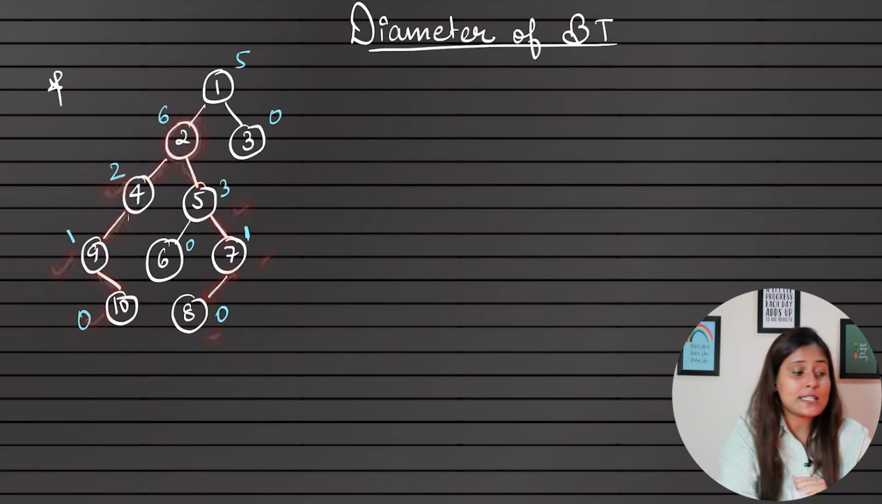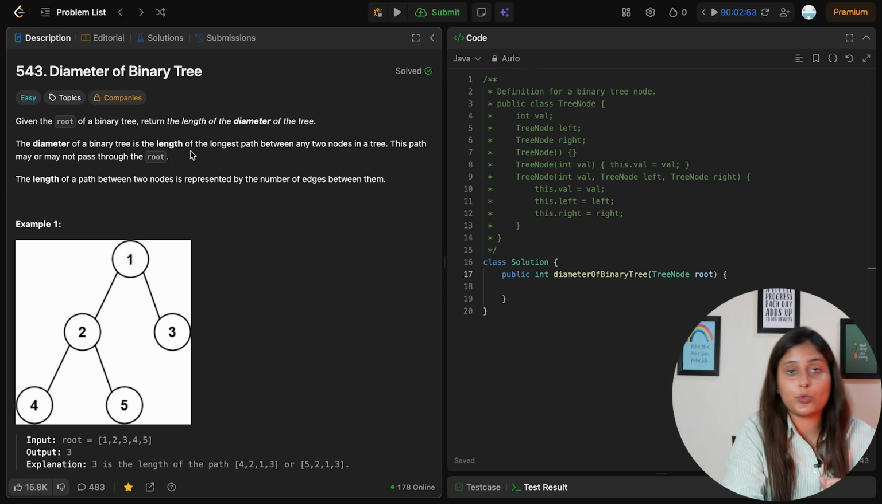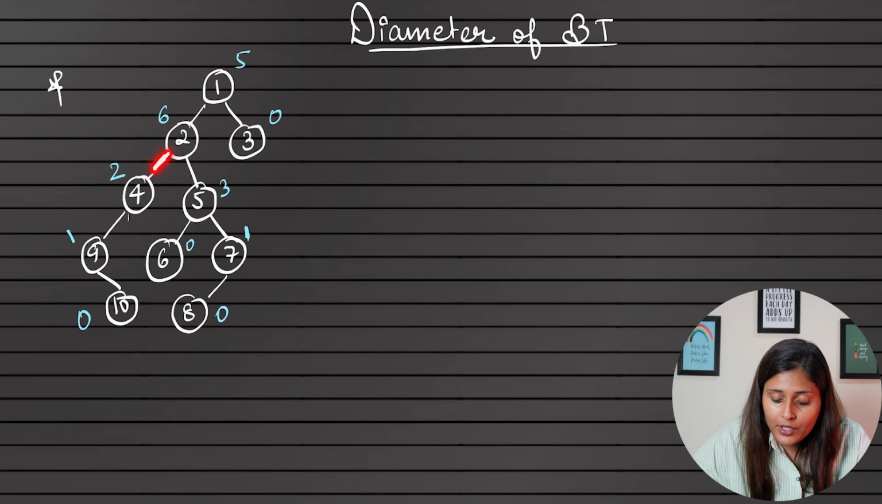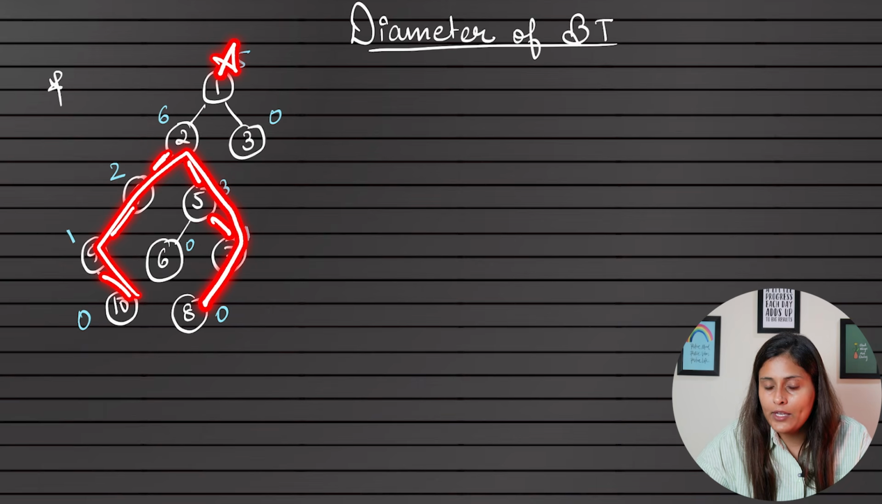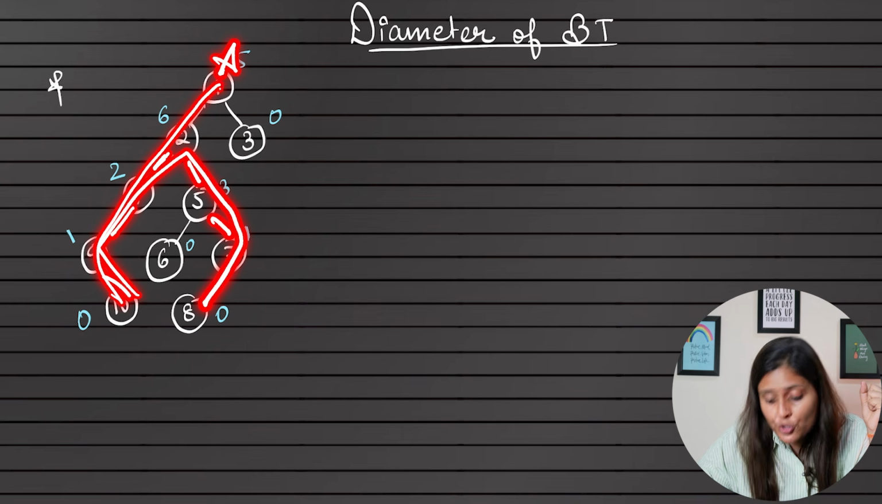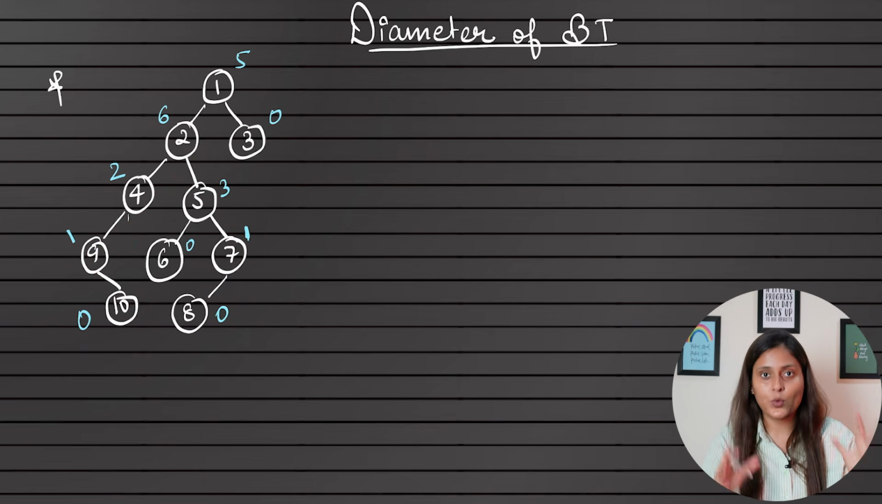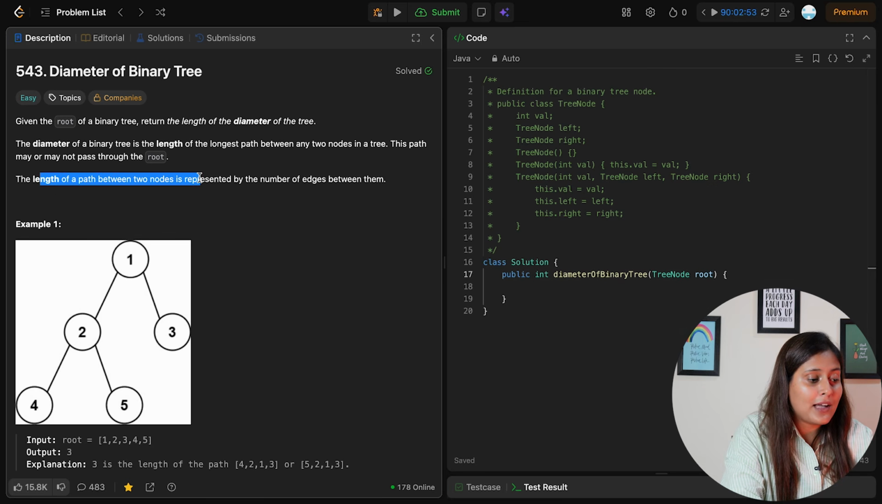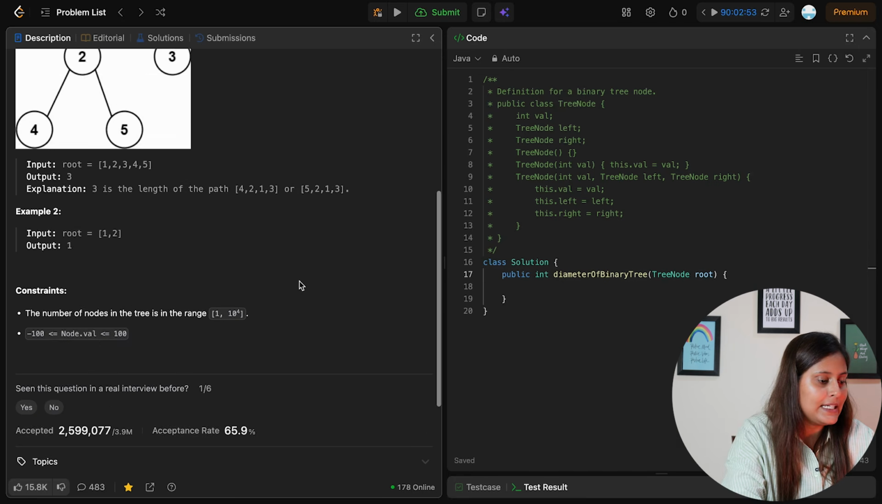Okay. Now the second line, what it said, that this path may or may not pass through the root. It means, if you see here, the diameter path has not crossed the main root. So it does not mean that the maximum diameter should pass through the root. No, it can pass through anywhere. That's what it means. Now the length of the path between two nodes is represented by the number of edges, not nodes, as said. Okay.